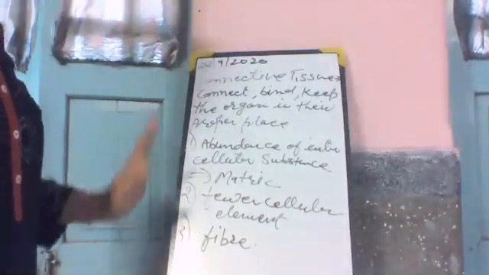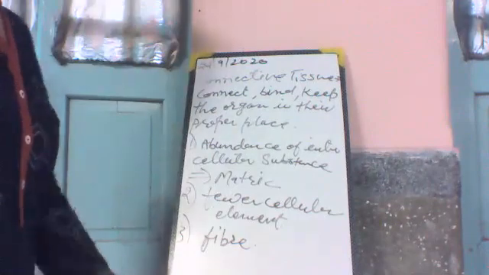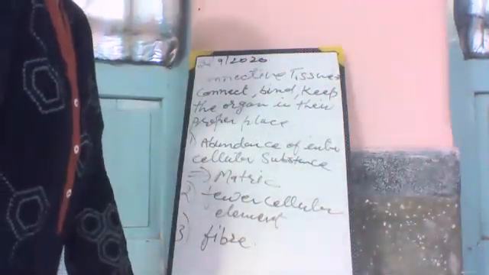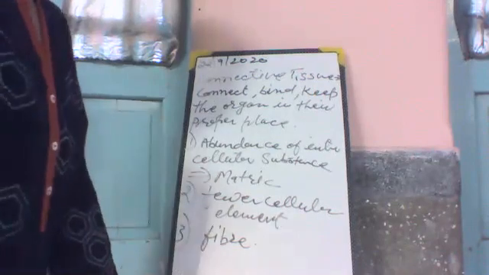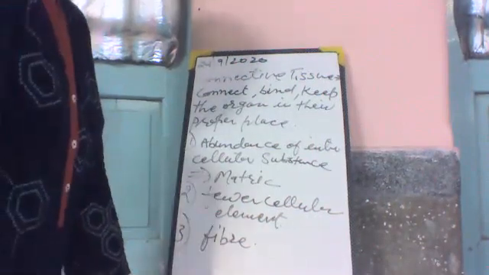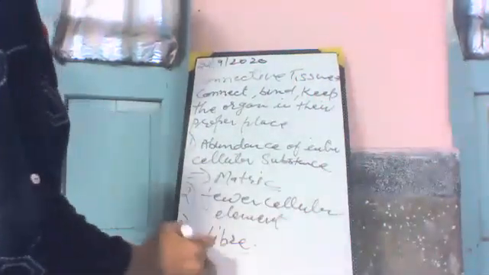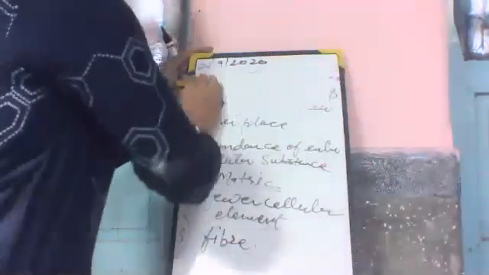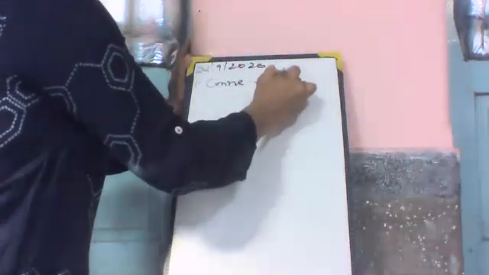The function of this tissue is to connect one organ to another organ, to bind the tissues and organs, and keep the tissue in their proper place to perform their work. The general characteristics of connective tissue are an abundance of intercellular substance, meaning matrix is present, fiber is present, and the cell elements are fewer in number. There are three types of connective tissue. One is connective tissue proper.